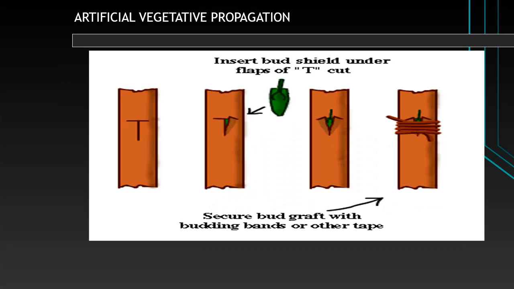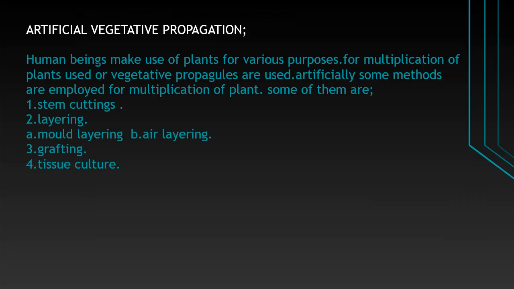Just go through this picture, how it is happening and all. The last one is artificial vegetative propagation. Human beings make use of plants for various purposes. For multiplication of plants, vegetative propagules are used. Artificially, some methods are employed for multiplication of plants.